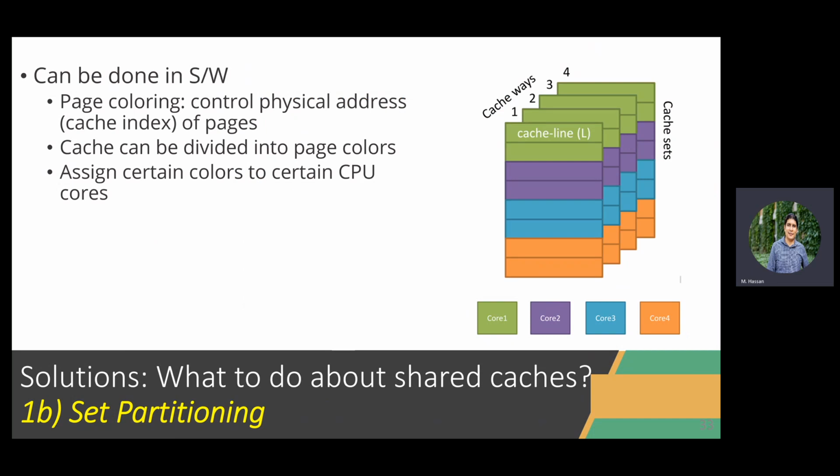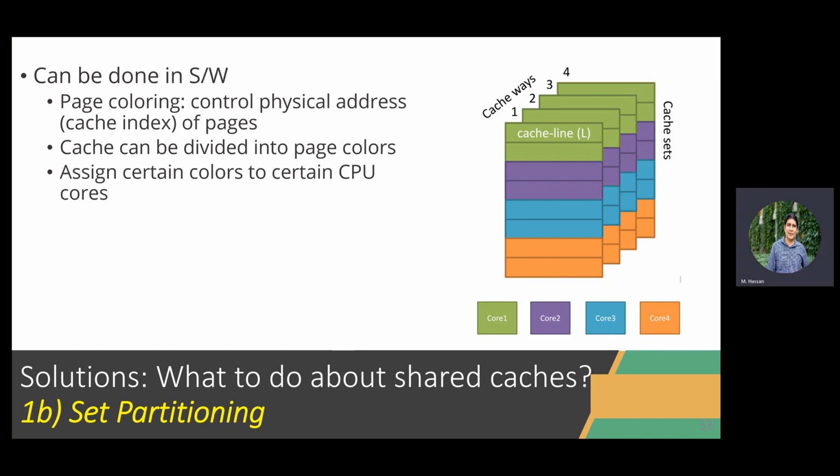Okay. The problem with way partitioning is it requires hardware support. As I was telling you, Intel has a certain technology called CAT that enables you to do this, but not all architectures support way partitioning. ARM, for example, does not support way partitioning, and ARM is basically the most common one in embedded systems.